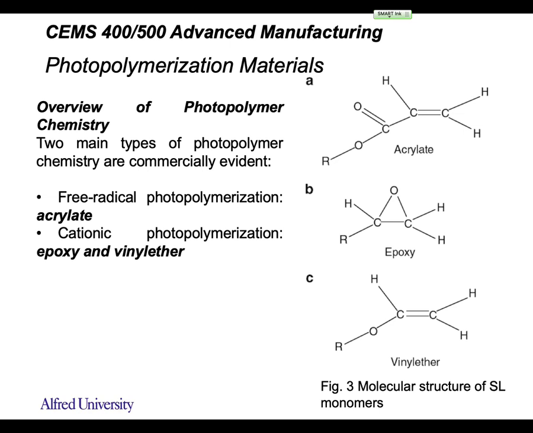The free radical process is that when the photoinitiator absorbs the photons, it creates a free radical linking point to start the photopolymerization process. But cationic, you can tell from the name, they create a cation.